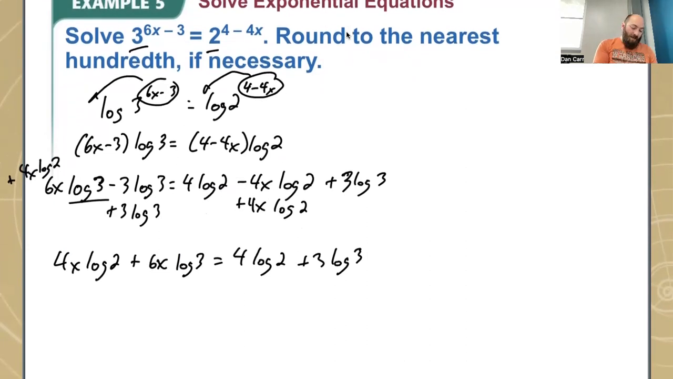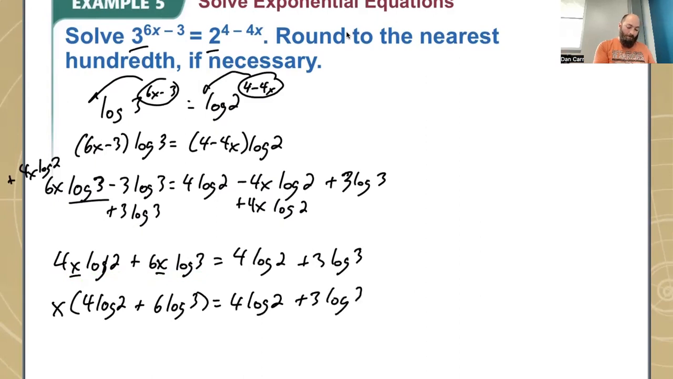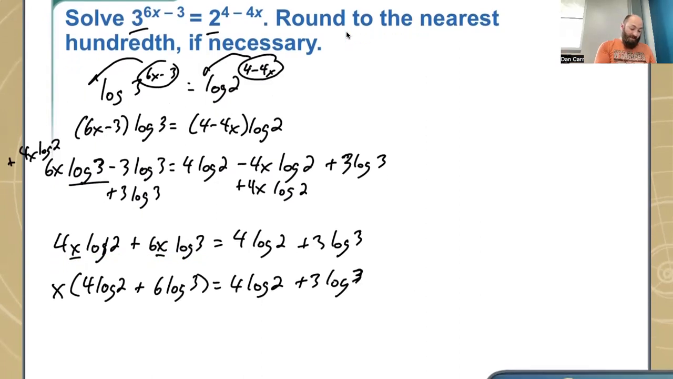Almost there. Now that I have x together, the goal is to solve for this. Since I have two x terms, these have common factors: 4 times x times log of 2, and 6 times x times log of 3. X is being multiplied in both of those, so I can factor out an x. So x times 4 log 2 plus 6 log 3 equals 4 log 2 plus 3 log 3. Now that I have that in factored form, I can divide out 4 log 2 plus 6 log 3, and that's going to divide out on both sides.